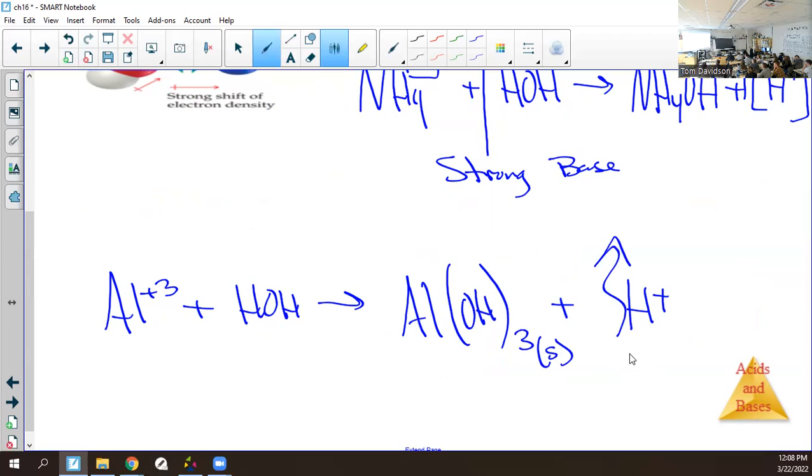Wait, so you could just pour aluminum ions into water and it makes a solid? It forms a precipitate and makes the solution acidic, yes. Acidic means it's making a lower pH. You okay with that? I'm good with it. Okay.